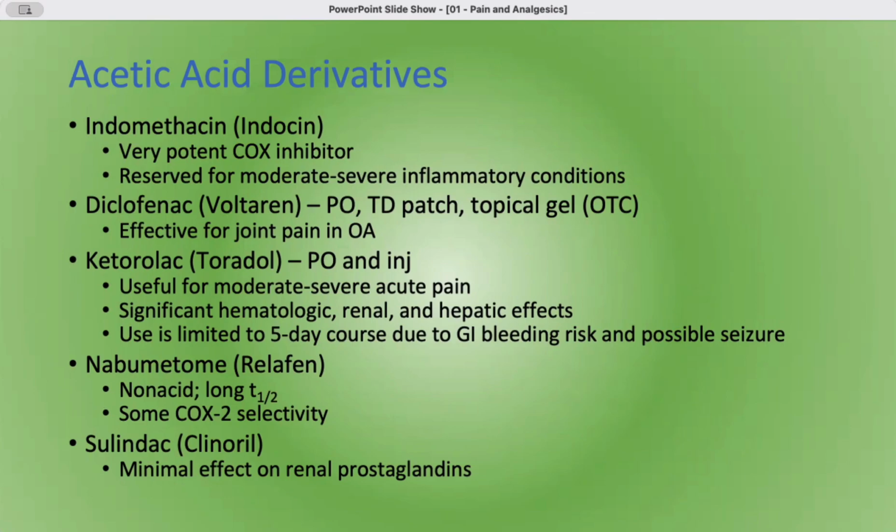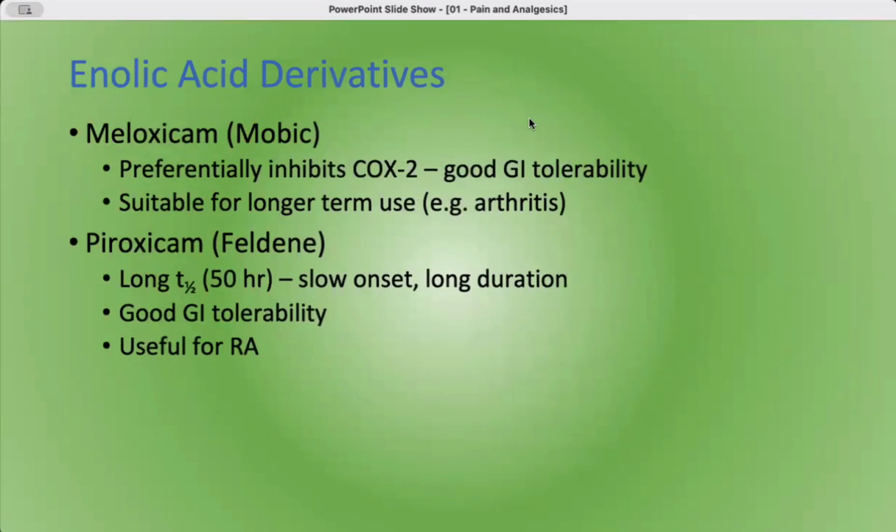And then sulindac, Clinoril, an older NSAID, but we do have some advantages on that. It does not have the same toxicities on the renal prostaglandins. In the enolic acid class, you have meloxicam. Again, a little bit more preferential for COX-2, so it's better GI tolerability than most of the other NSAIDs. And piroxicam, which is another older agent, fairly long half-life, so once a day, good for chronic use, for example, in arthritis.